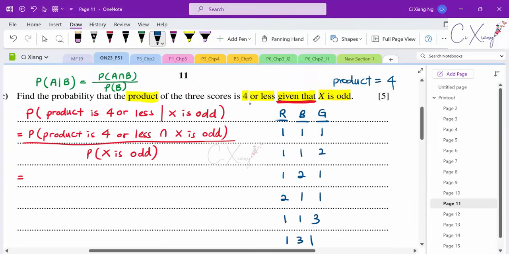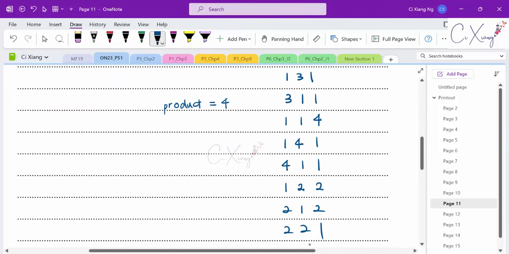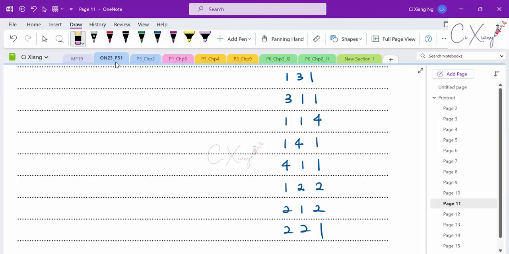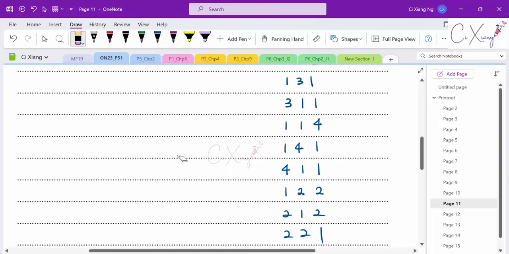Okay, and after that, we no need to proceed to the 5 because according to the question, they're asking 4 or less. So we already consider score equals to 1, score equals to 2, and so on until the 4. Okay, so after I list out everything possible already, now let us go back to the question itself and see what we actually need.